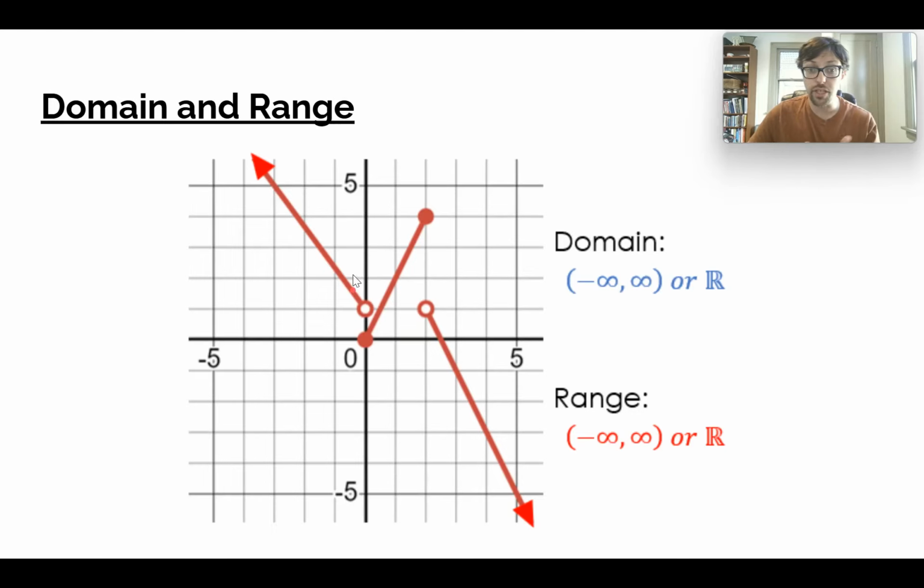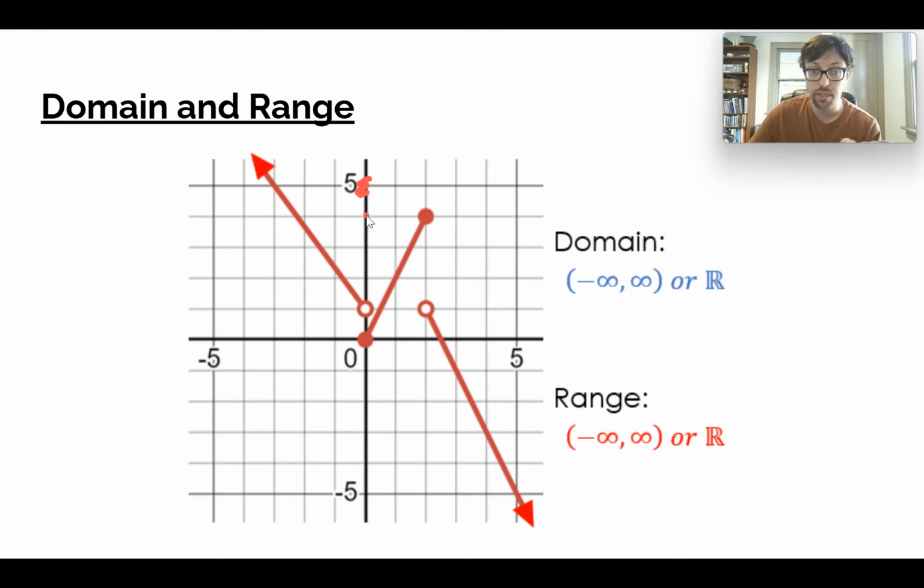When I talk about the range, I want to check all the values on this y-axis and make sure that the function outputs that value at some point or another. I'm going to start up here at 5. Yeah, it spit out 5 right over here, so 5 is part of our range.